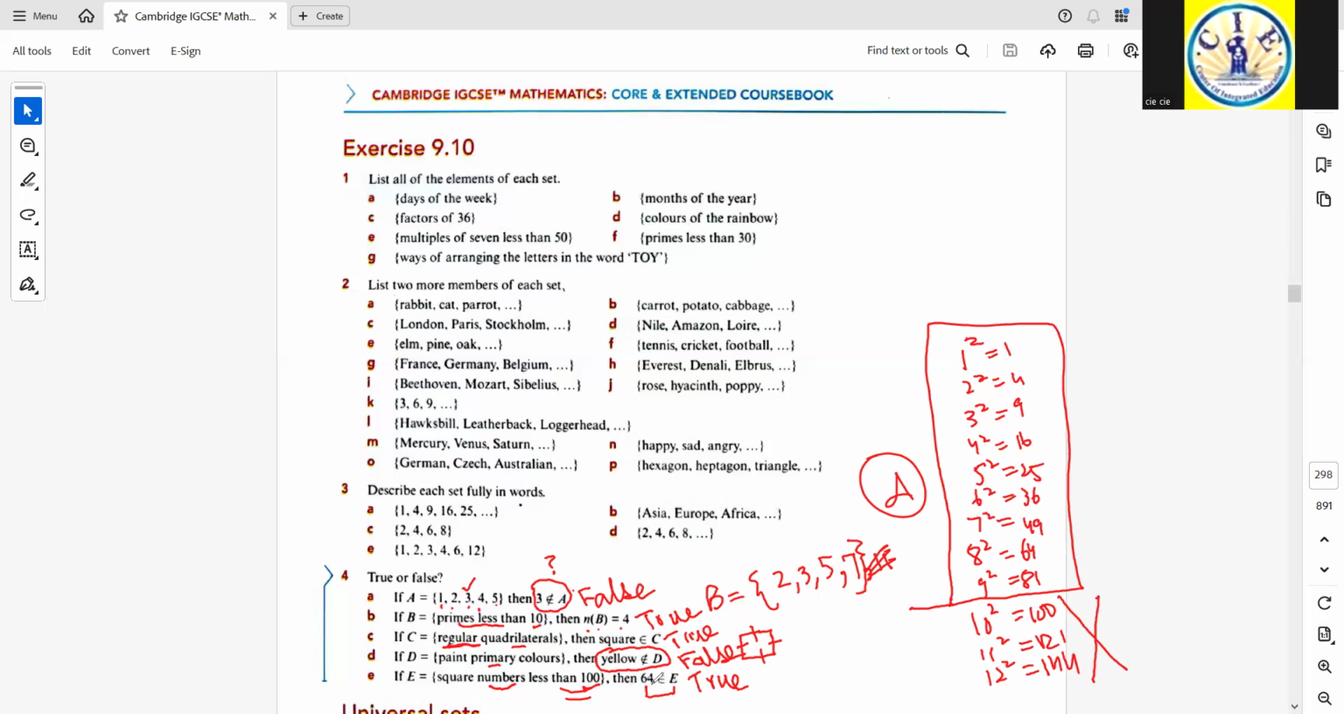Now the question is, 64 belongs to E. Yes, you can see that 64 belongs to this set. So that's why I've written true for it. So that completes question number 4 as well as this exercise 9.10.